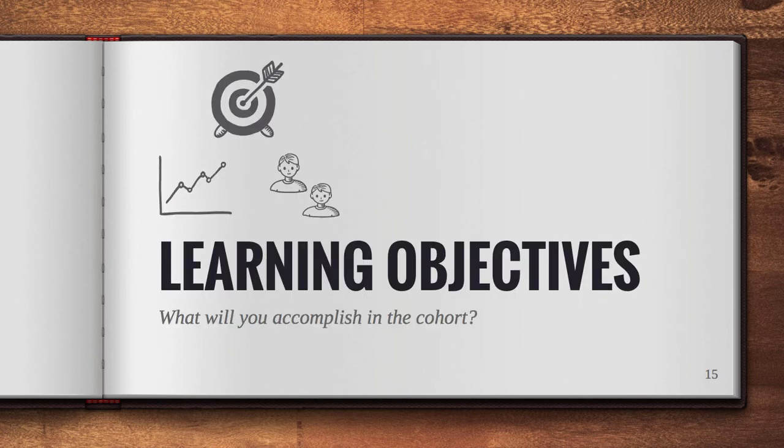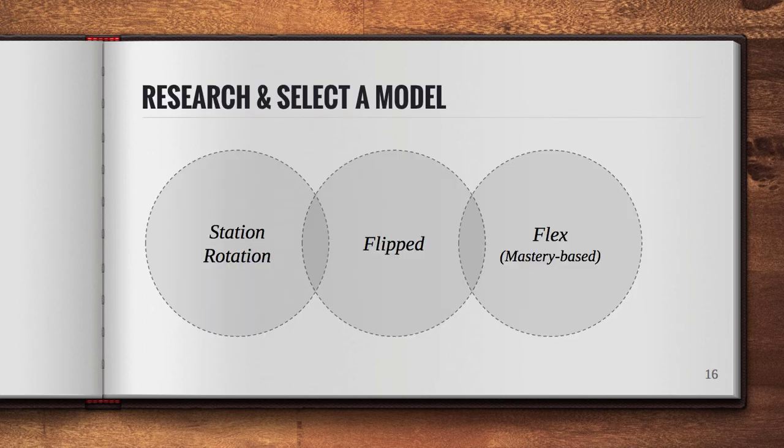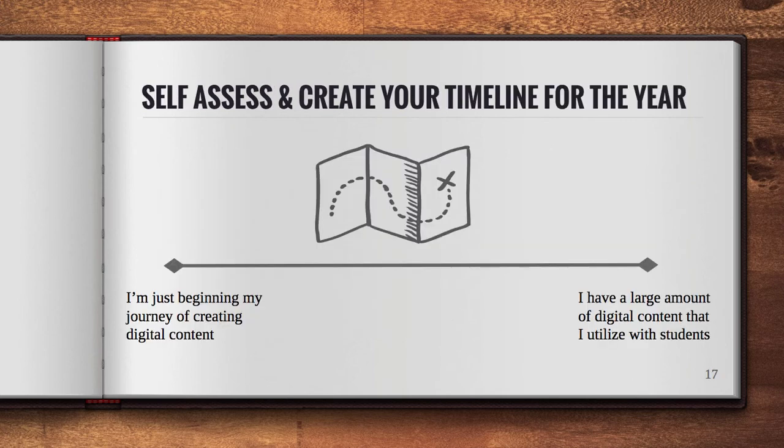So if you join the cohort, what would be some of the learning objectives of that cohort? First and foremost, we would have you research and select a model to implement in your classroom. We have our members self-assess where they are on the journey of digital content. Some of our members come in with no digital content, some come in with a large amount. We have you identify that, and we use that information to help you choose a model to implement in your classroom.